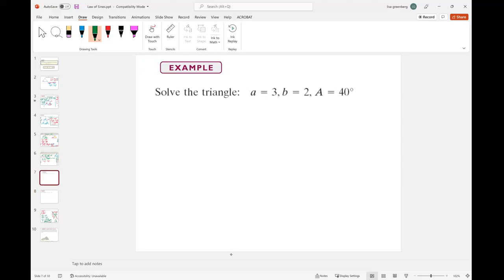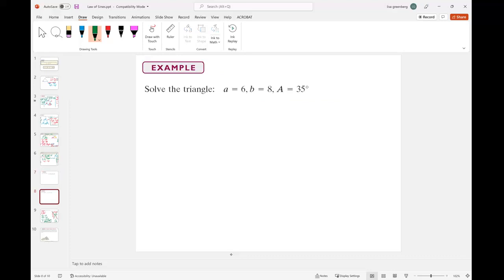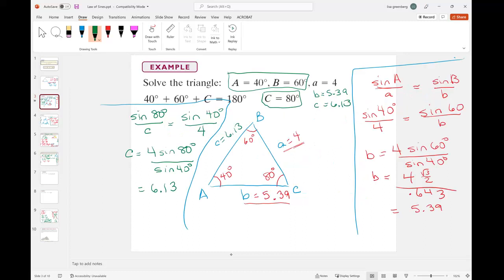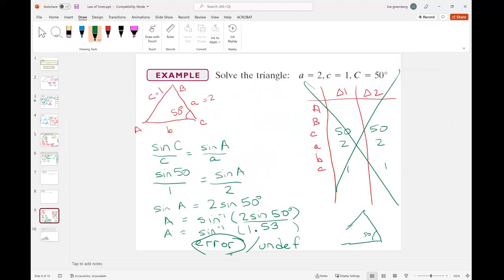Notice these are ambiguous cases because I'm only given one angle. When I'm only given one angle, it's always the ambiguous case, and I always have to check to see if I have 0, 1, or 2 triangles. If I'm given, like where we began, 2 angles, that means I know all 3. So honestly, that's really it.